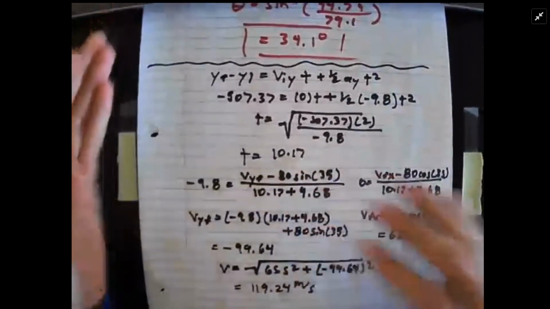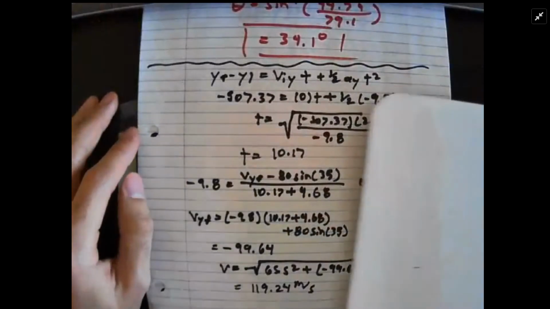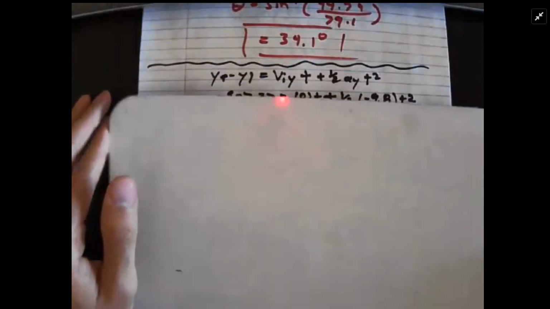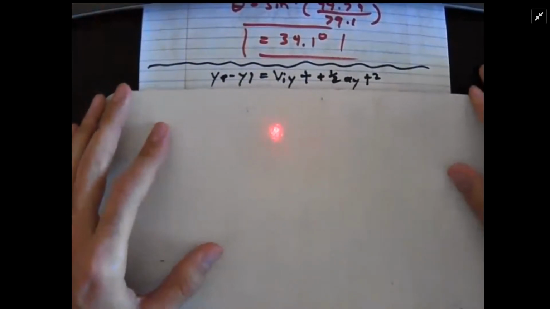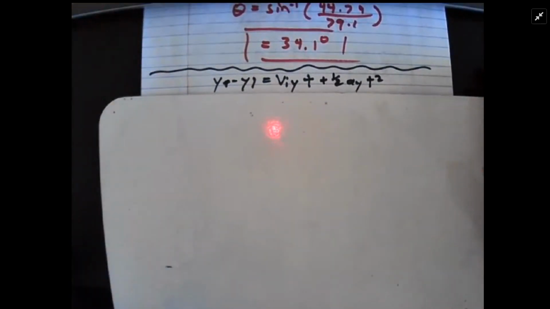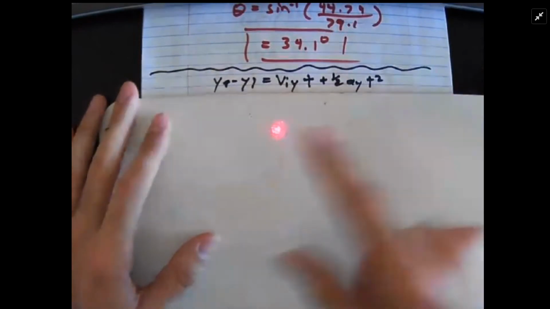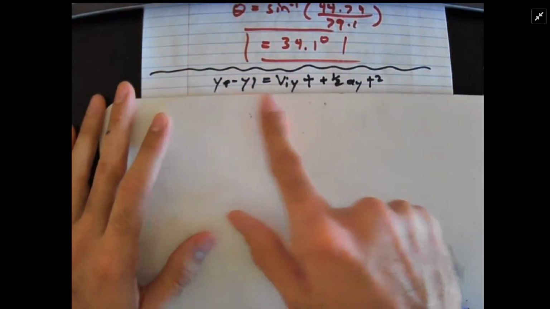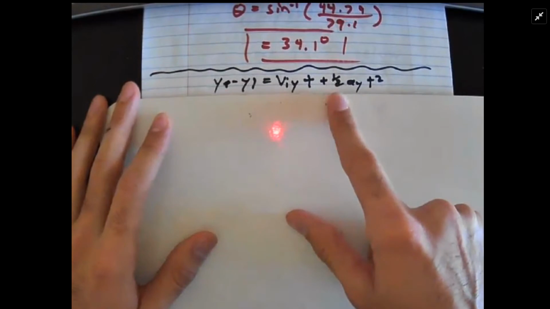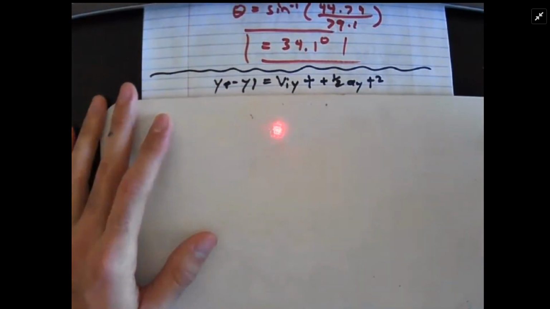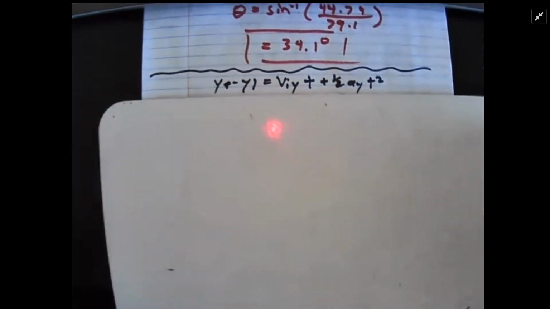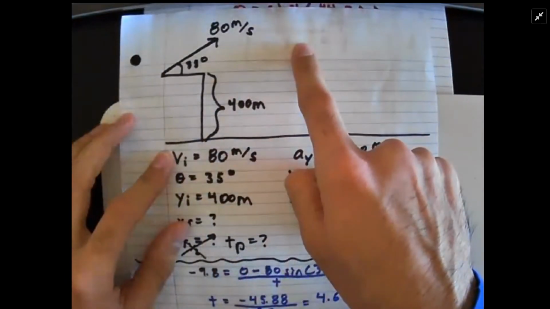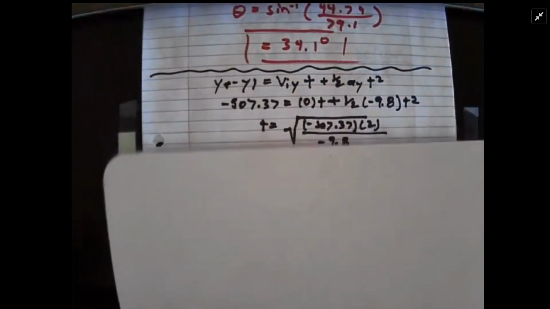Then the next problem asks me to find out what the velocity is right before it falls down and hits the ground. So I am going to use this equation, delta y equals v initial y times t plus 1/2 ay times t squared. And I want to find out the total time that this arrow is in the air. I know the time that it took to reach the peak, so I'm going to start from the peak to when it lands and find out how much time it takes to get from there to there.